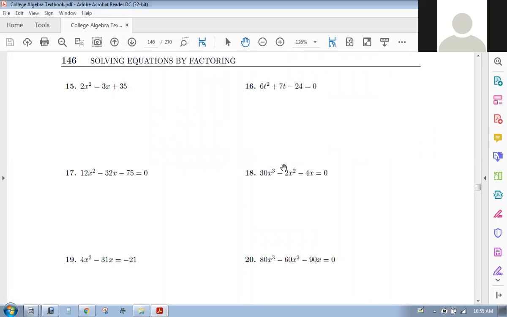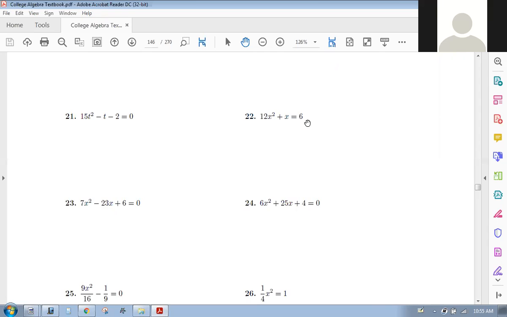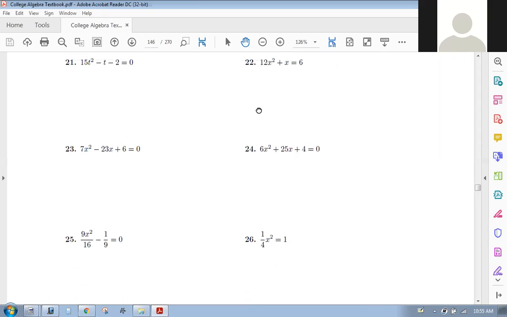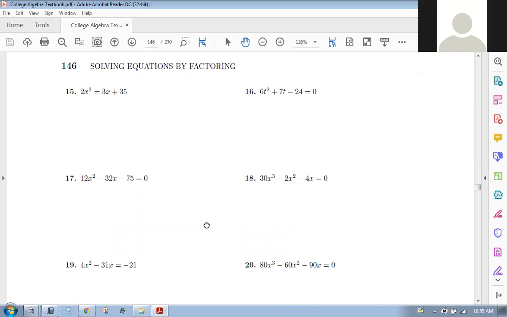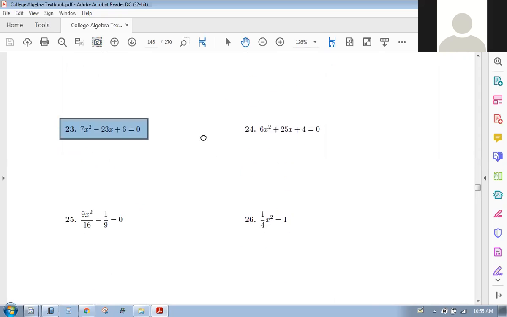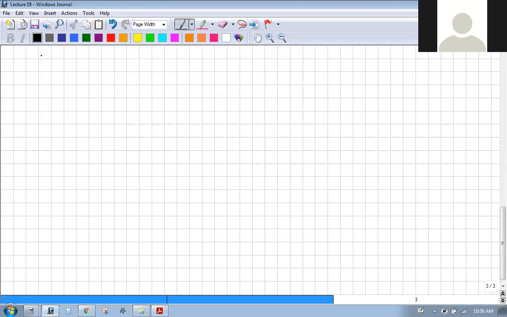All right. So last time we left off on number 22 here. Oh, we are now on 23, page 146. I have 4 more of these that we need to work out. And y'all will all be masters of factoring.